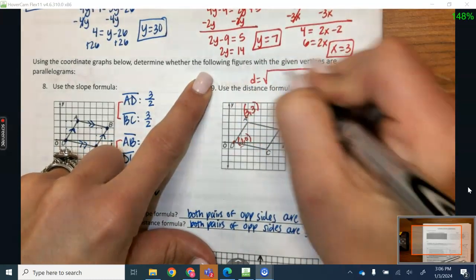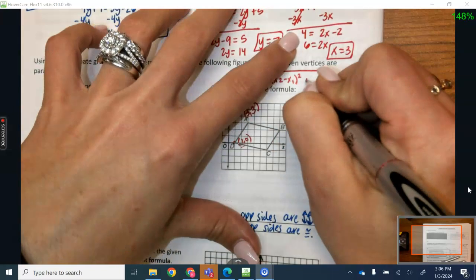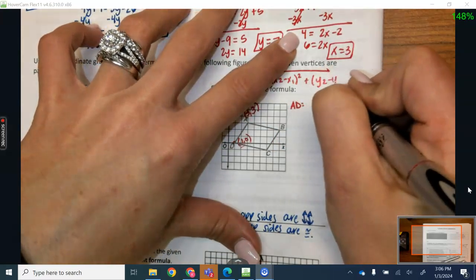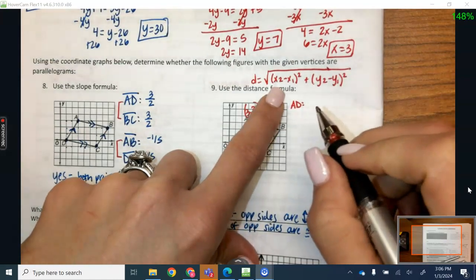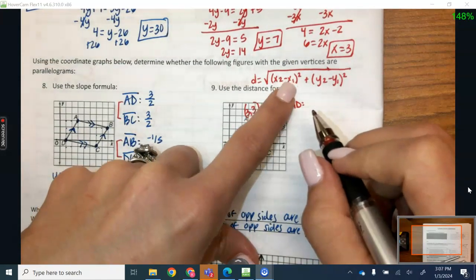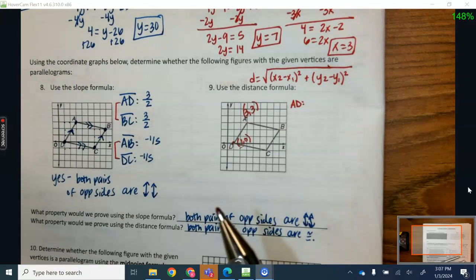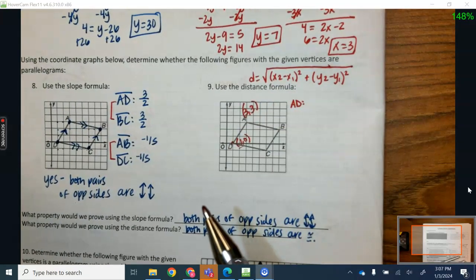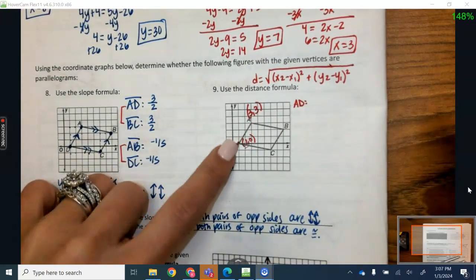Distance is equal to the square root of x2 minus x1 squared plus y2 minus y1 squared. I need to take the difference of my x values and square it, plus the difference of my y values and square it. Remember, you can also do Pythagorean theorem. Okay, that goes back to slope, but we'll just do the distance formula because it says so.